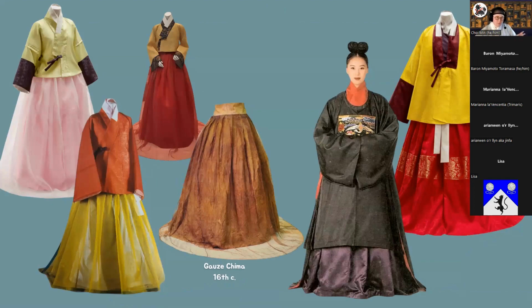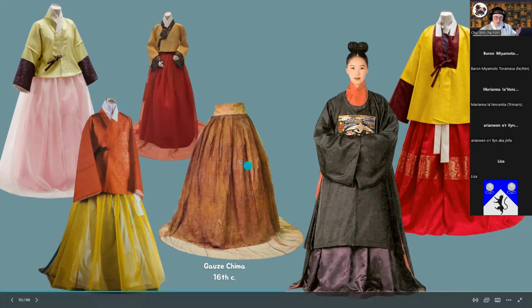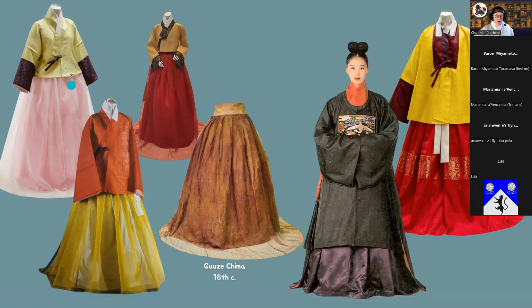We have repros of this gauze chima. This is the extant. It's from the 16th century. Here's three different reproductions of that. Basically, it's a decorative gauze skirt. You would just wear it over, and underneath these, you're going to be seeing petticoats and stuff.